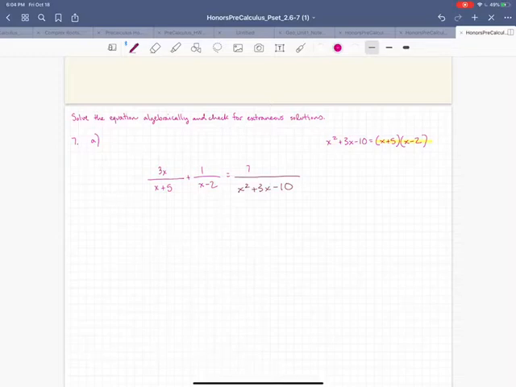So the first thing to notice is that x squared plus 3x minus 10 can be factored as x plus 5 multiplied by x minus 2. So I'm going to rewrite the right-hand side as 7 over x plus 5 multiplied by x minus 2. And now I want to get rid of the denominators, and I'm going to do that by multiplying both sides of the equation by x plus 5 multiplied by x minus 2.